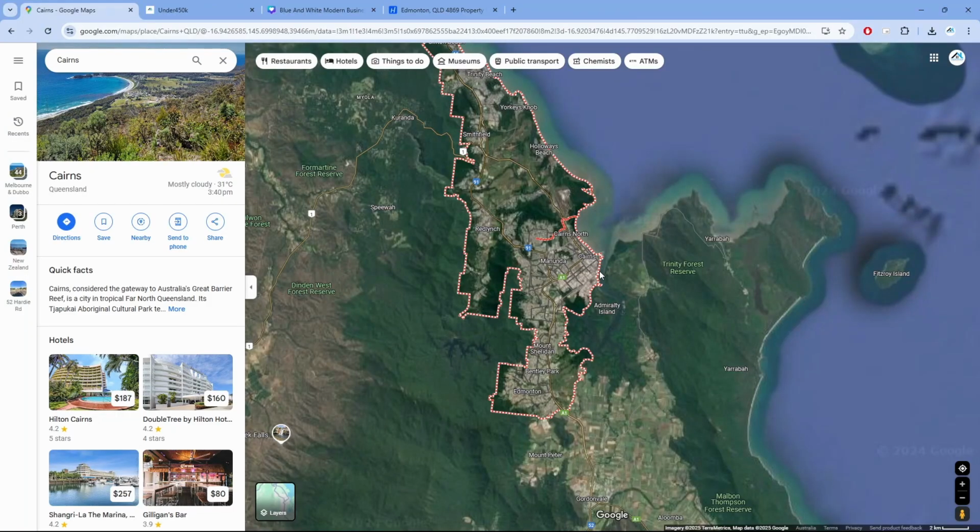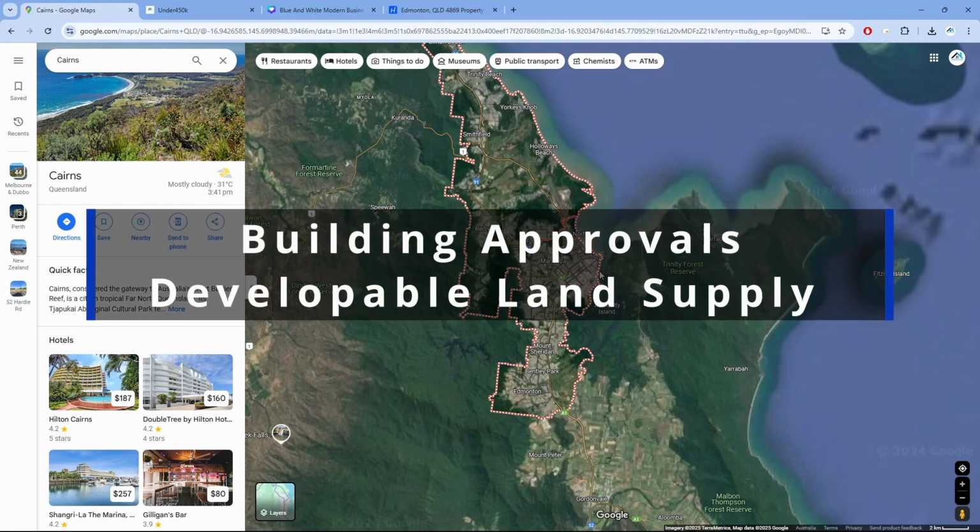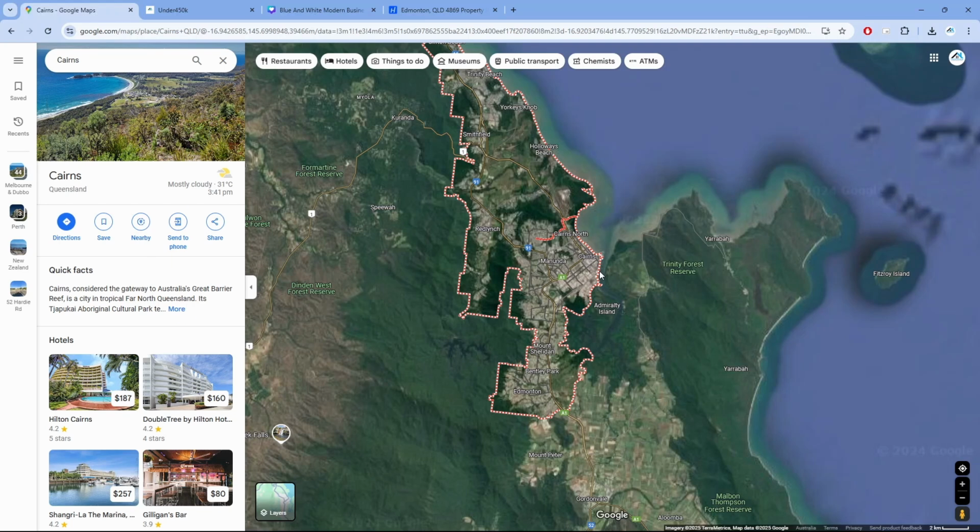Now, we're going to move on to Cans. And the reason I want to use Cans is because it's a good example, and I'll show you another example as well. But the next metric is building approvals and developable land supply. And this is an extremely important metric to do your further due diligence analysis, and that is because it directly ties into supply. Why?